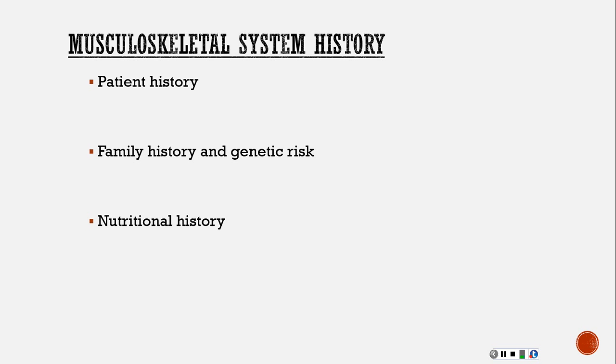Obesity. We want to know about height and weight. We want to look at all that kind of stuff. Obesity can strain bones and joints, so we want to be aware of that. We want to put that patient in that risk factor category that we monitor closely.